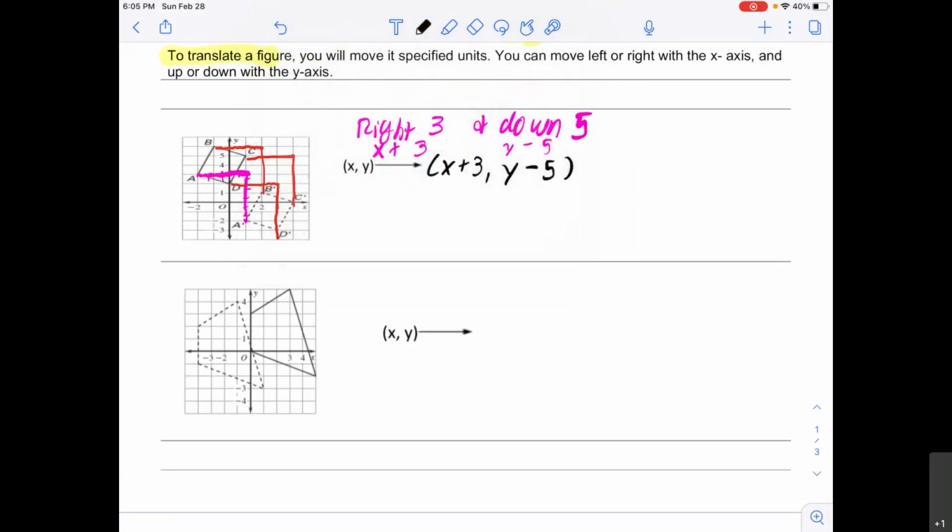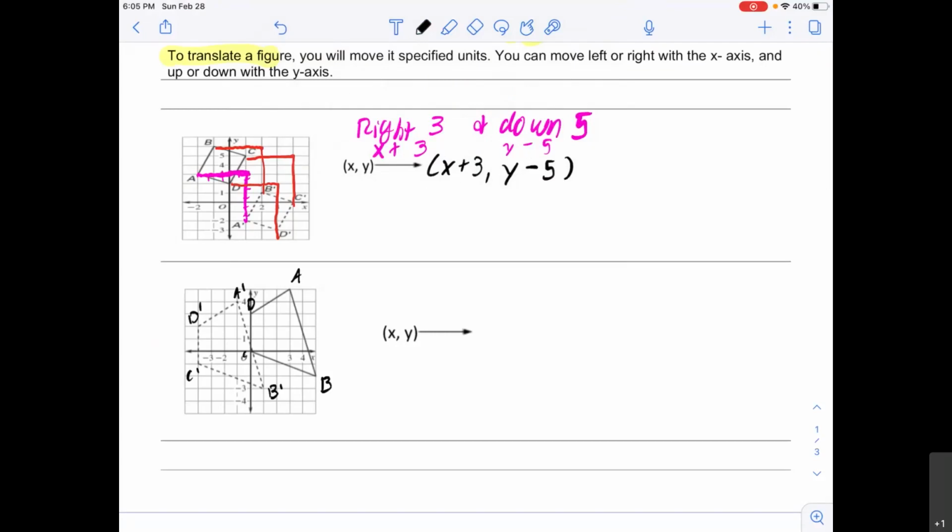We're figuring out what is happening to the x and then what is happening to the y. So let's look at this one. Here I have a solid figure and a dashed figure. The solid figure is my regular, so we could call this A, B, C, D. And my dotted line figure, that is my image after. So A, B, C, D is my pre-image before. And then my dotted line figure is my image after the translation.